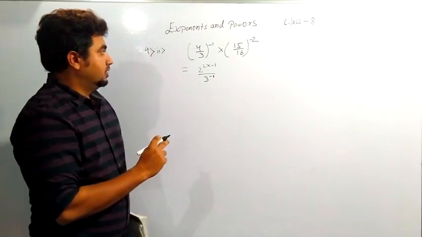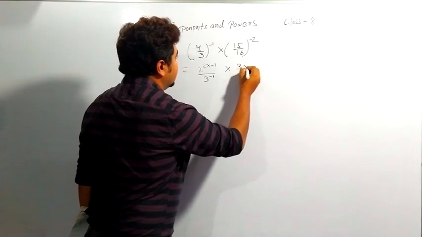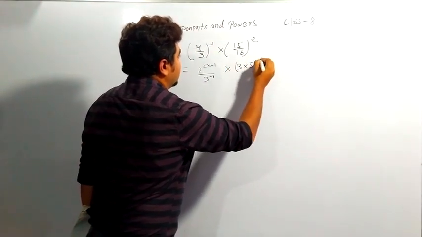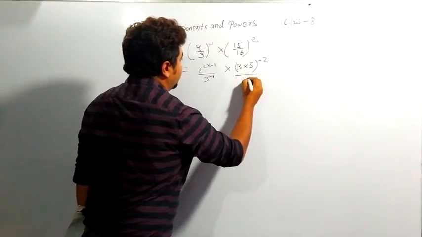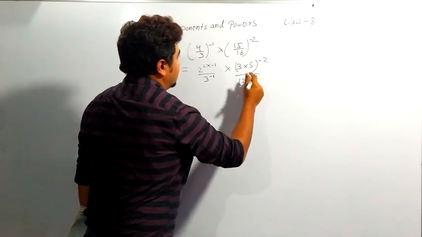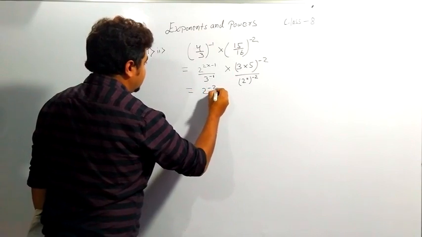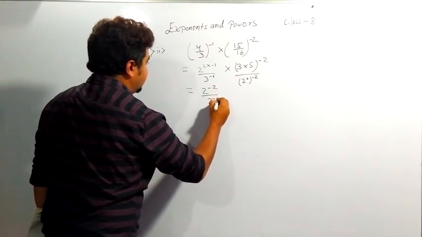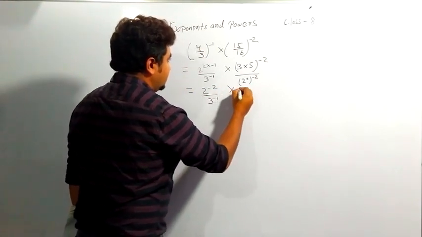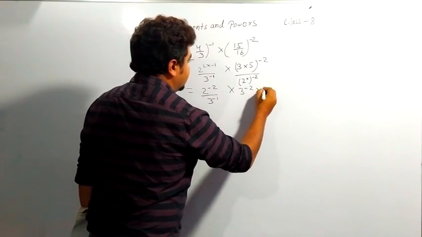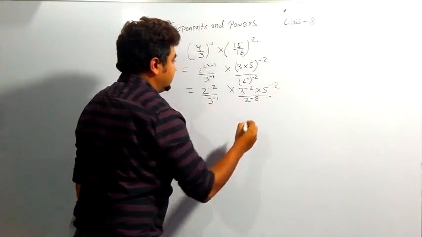I am taking the power as common, and here we can write it as 3 into 5 to power minus 2, and 4 square can be written as 2 to power 4 divided by 2 power, overall power is minus 2. Again this can be written as 2 to power minus 2, and here it is 3 to power minus 1, and here we can again simplify it, 3 to power minus 2, and this can be written as 5 to power minus 2. This can again be written as 2 to power minus 8.